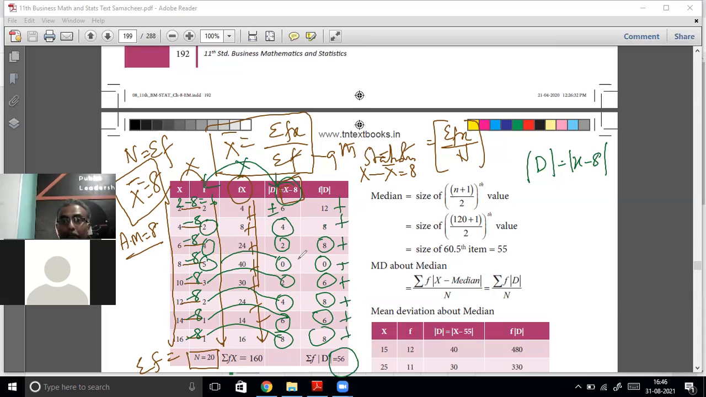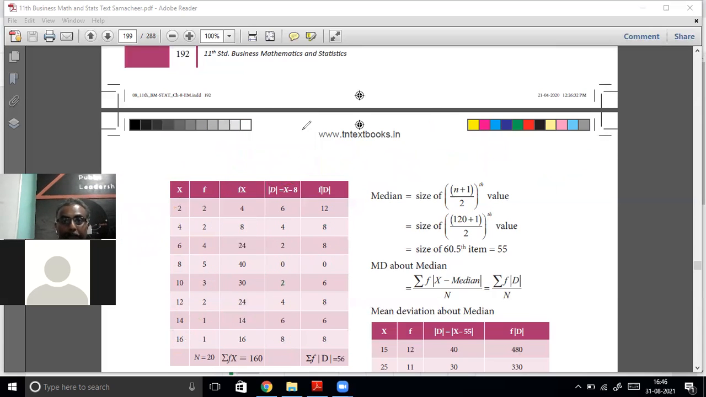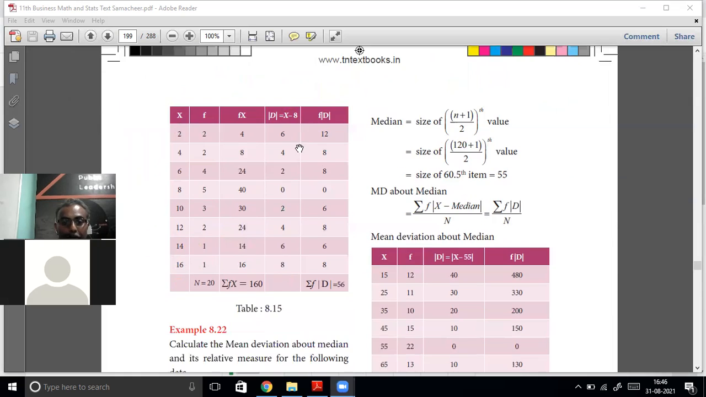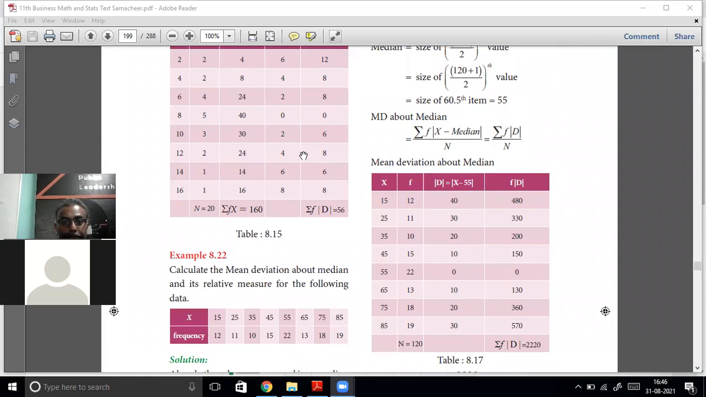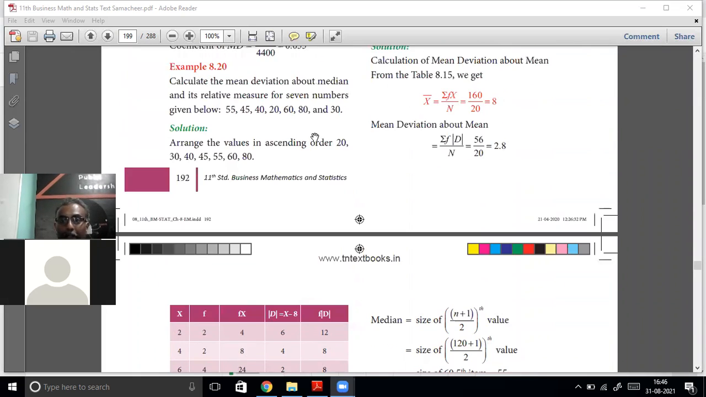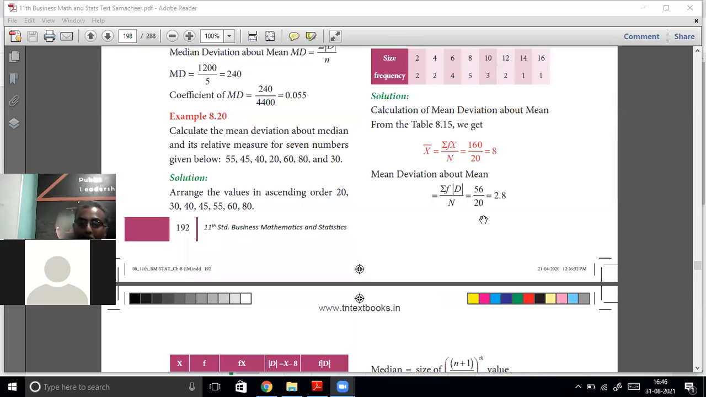What you have to do now? Next step, put this on top. The formula is very simple: sigma f into d divided by n. This is the mean deviation. So 56 was sigma fd. So 56 by 20, 2.8 is the mean deviation. He has not asked for the coefficient.